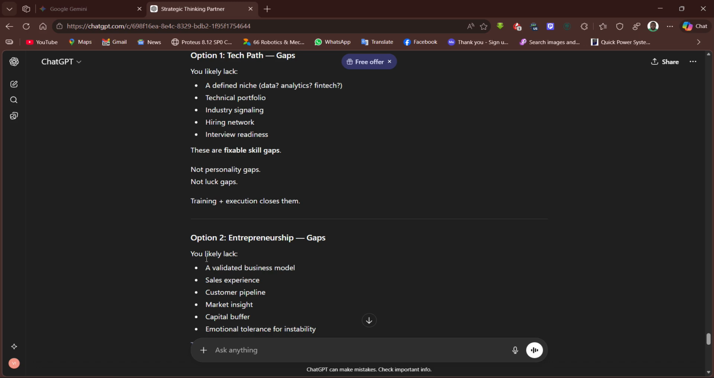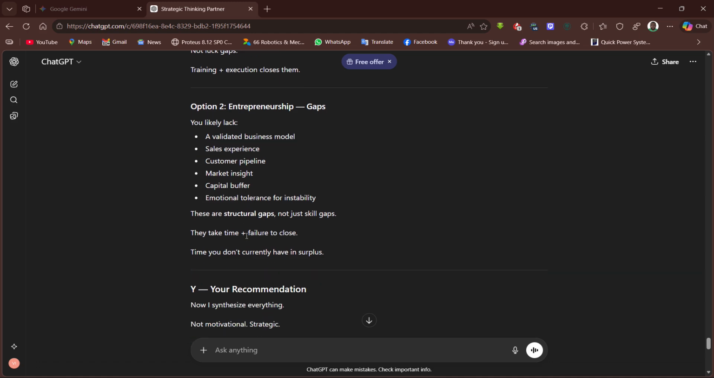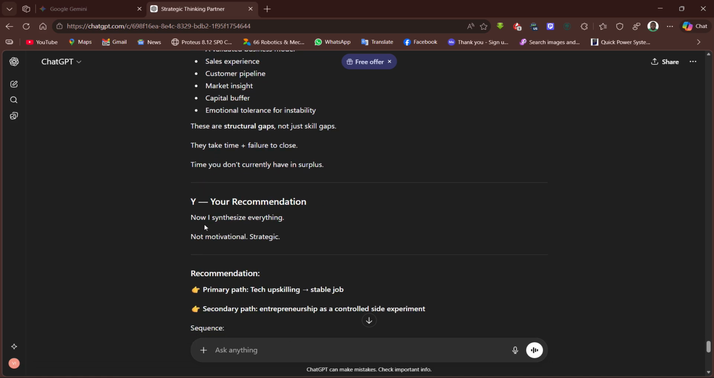Entrepreneurship gaps: you will likely lack a validated business model, sales experience, customer pipeline, market insight, capital buffer, emotional tolerance for instability. These are structural gaps, not just skill gaps. They take time and failure to close. And time is something you don't currently have in surplus. Now, I synthesize everything, not motivational, strategic.